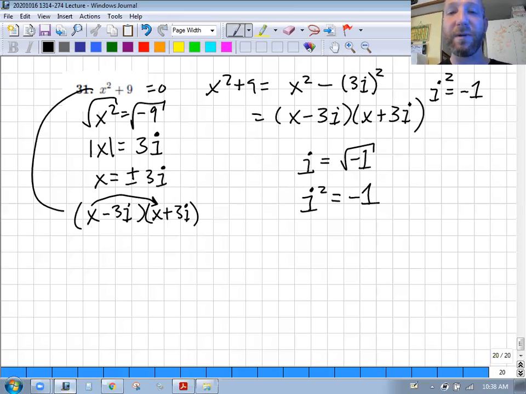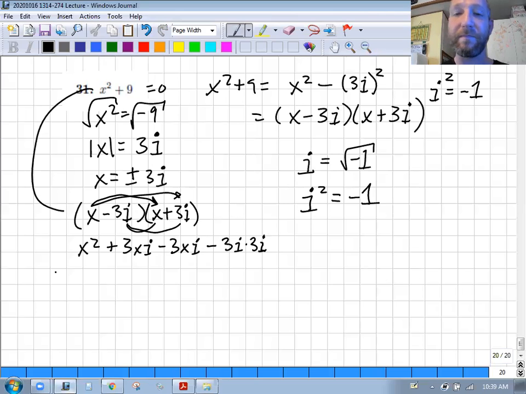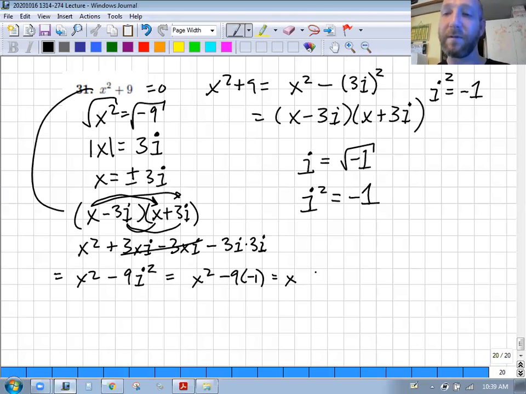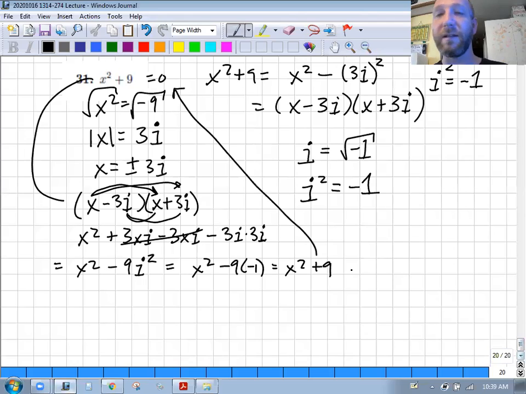If we got an x times an x, we got an x squared. So we got a plus 3xi, a minus 3xi, then a minus 3i times a positive 3i, right? These two cancel. I got a negative 3 times 3 is 9, and an i squared. The i squared is a -1. All right, so you can always check your work once you factor stuff. You just need to practice with the i's in there.